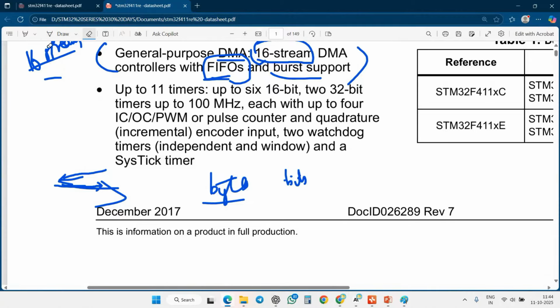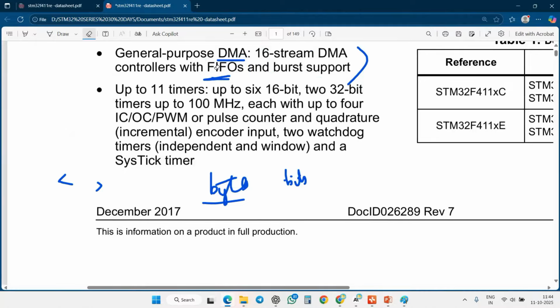Okay, are you clear, guys? Now we are going to discuss the next concept called the timer. In this first page alone, I am explaining all the peripherals. In the upcoming masterminds, you are going to study every concept deeply.